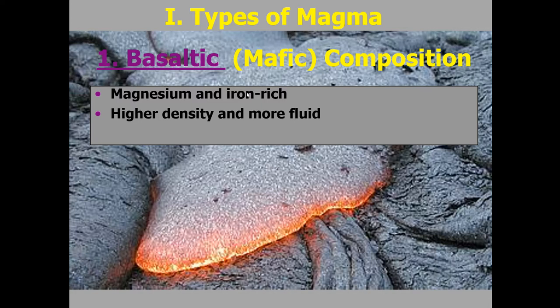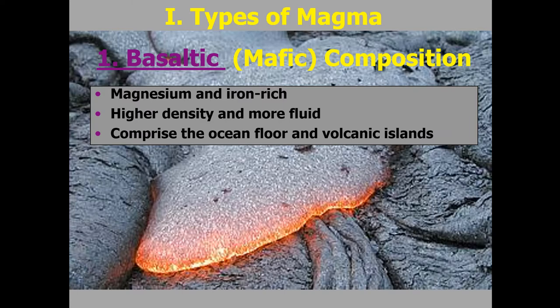Also, basaltic lava is high in iron and magnesium content and low in general in silica content. We find basalt, again, primarily comprising the ocean floor as well as volcanic islands like we just saw in Hawaii. So this is one end member of the types of magma that you can have.